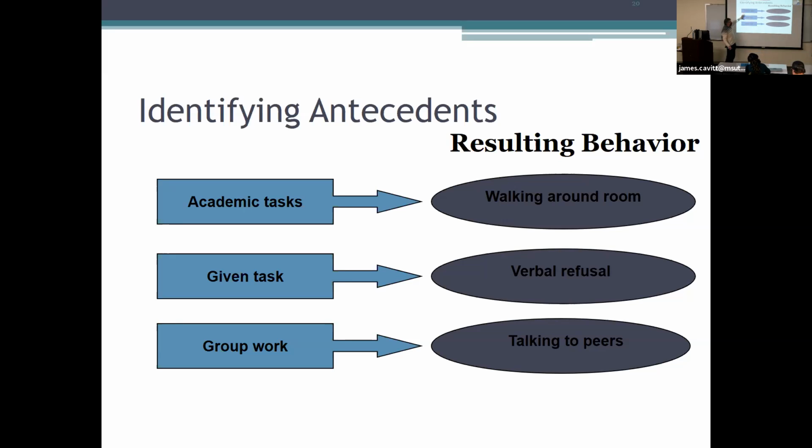Given a specific task, somebody might have a verbal refusal. Given group work, they tend to mess around and talk with their peers rather than do the work. So those are antecedents that happened right before the behavior occurred. There's something else we need to think about: when we think about antecedents, there are two types of antecedents.